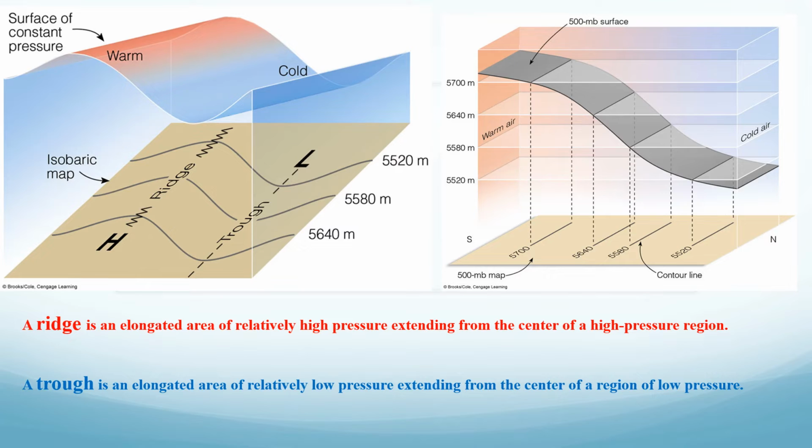On the right side of this slide is the change in elevation of the 500 millibar isobaric surface. This shows us that the contour lines on an isobaric map are where the isobaric surface dips most rapidly. The contour lines are close together on the 500 millibar maps.